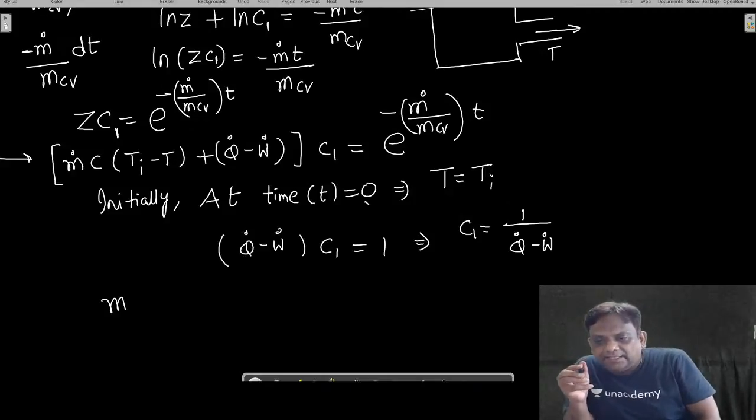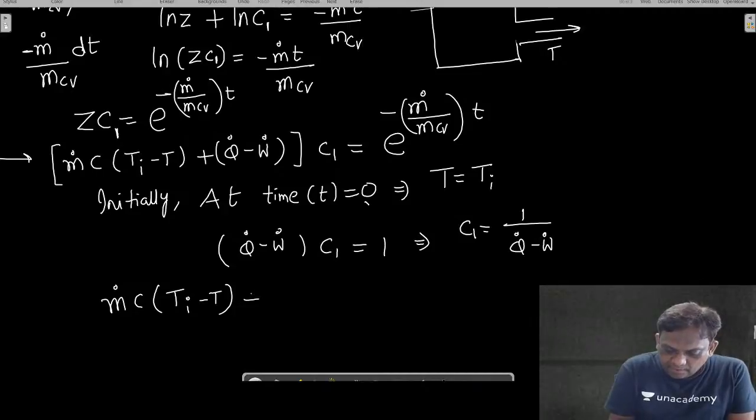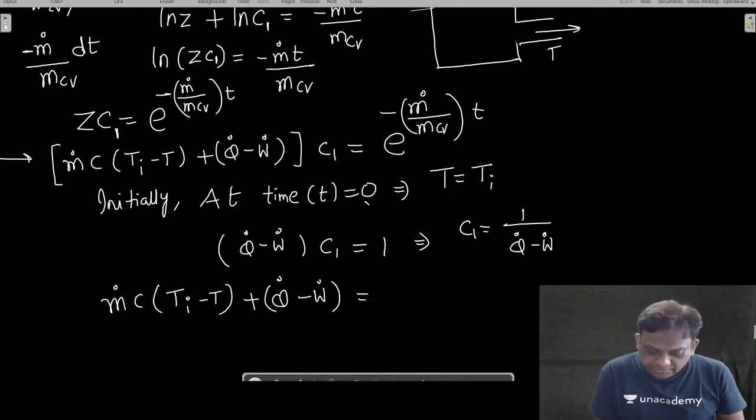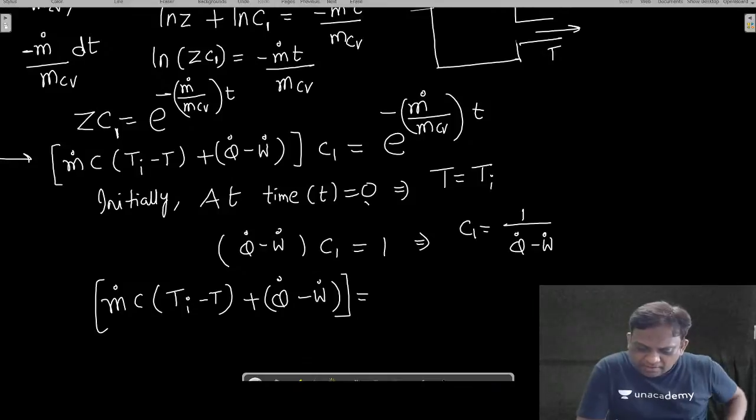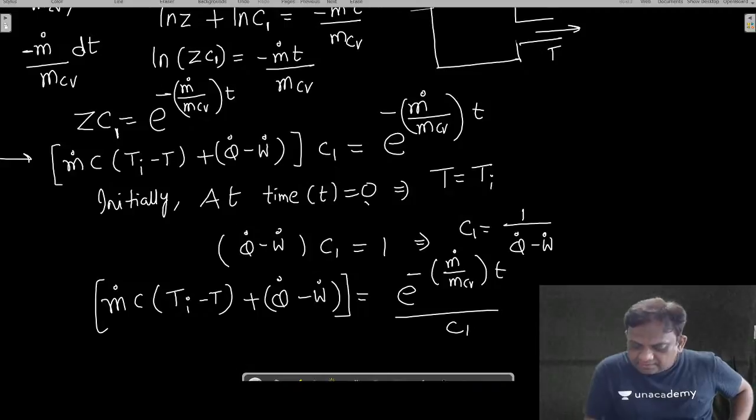No, I'll tell you, Aditya Prakash, I'll tell you. One second. m dot C. I'll ask them to release. Okay. Ti minus T plus Q dot minus W dot, into C1. Listen carefully, into C. Look, take this C1 to this side. You are not understanding. So I have written this by C1. So can you tell me, it is coming here, so e power minus m dot by m CV into T by C1. Okay?